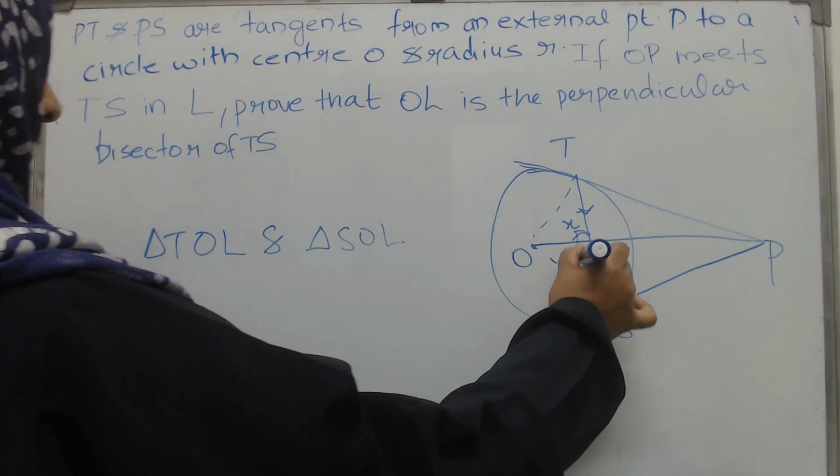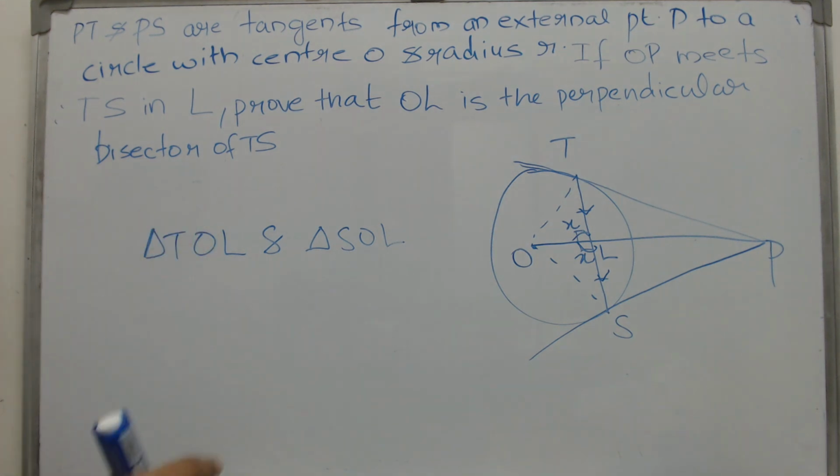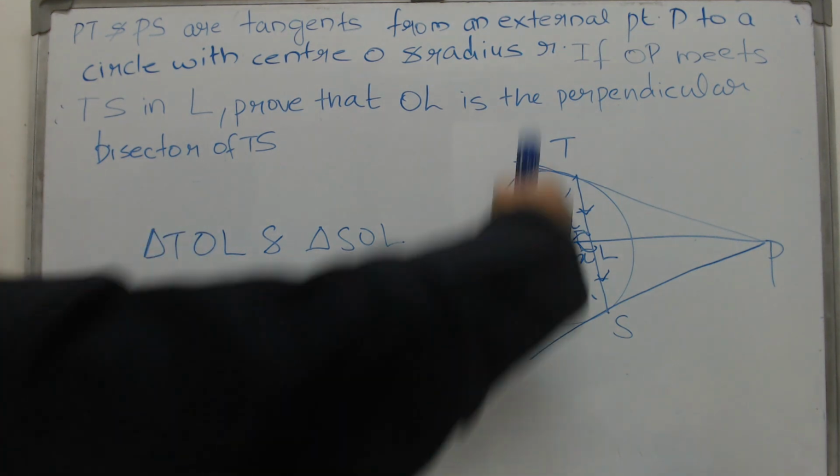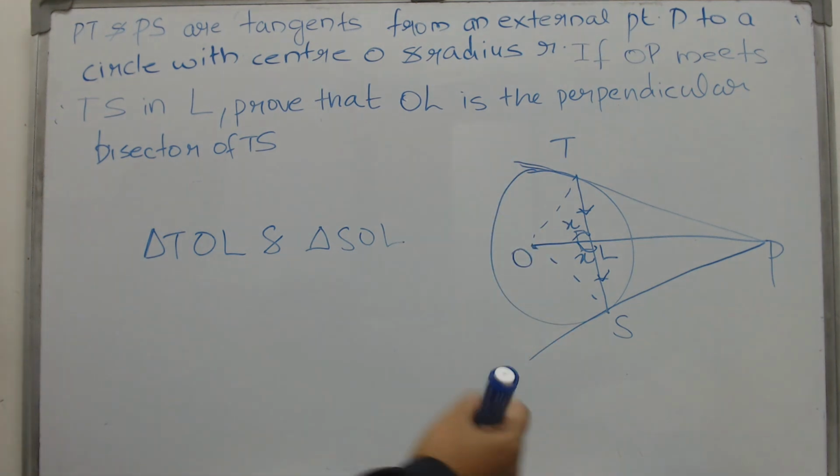If this is X, then this will be X, and if both of them added gives you 180 degrees because it is a straight line, it is a chord. If 2x is 180, then each one will be 90 degrees. That's it. That is how we are going to do, right? But there is a problem with it.